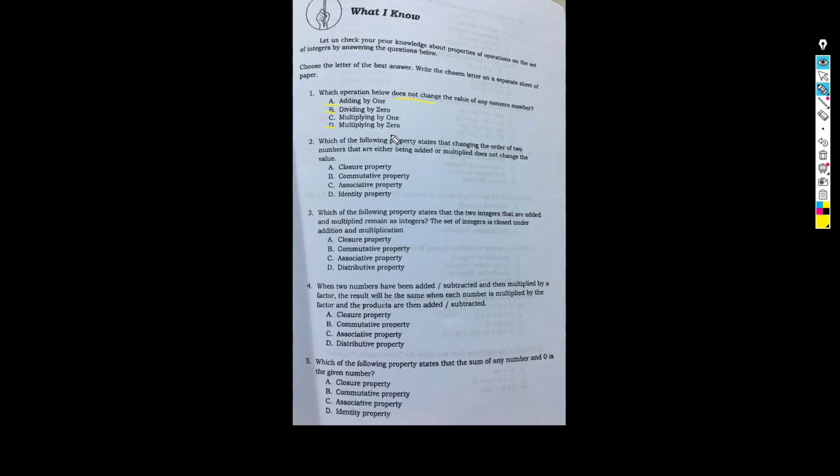But for letter C, multiplying by 1, 2 times 1, it will give you a 2. So this is the answer. It's letter C. Letter C is the answer for number 1. Okay, now let's go to number 2.